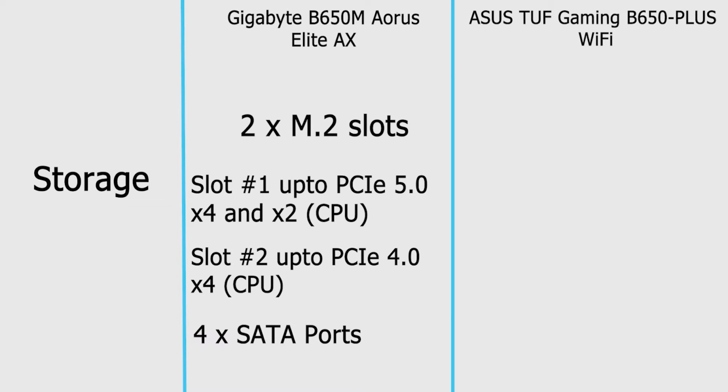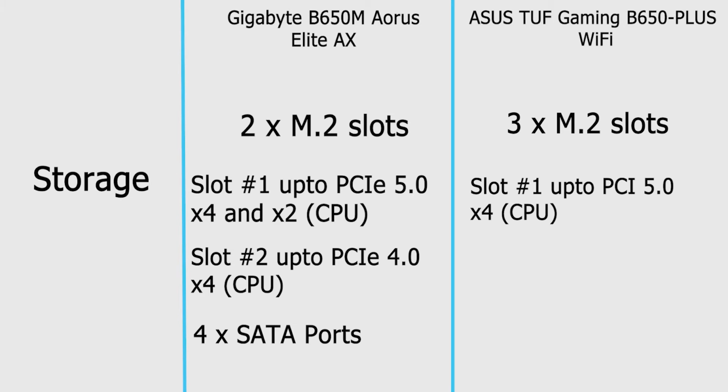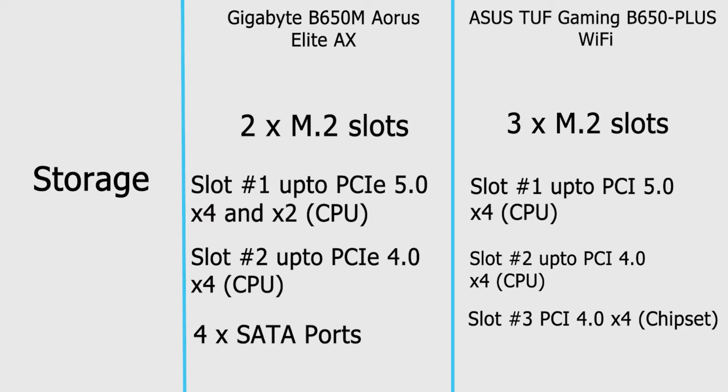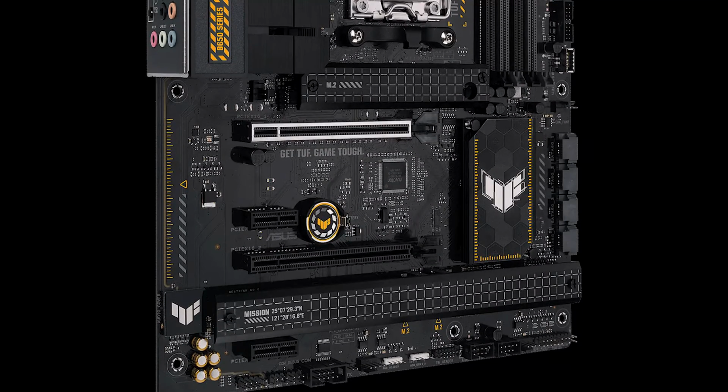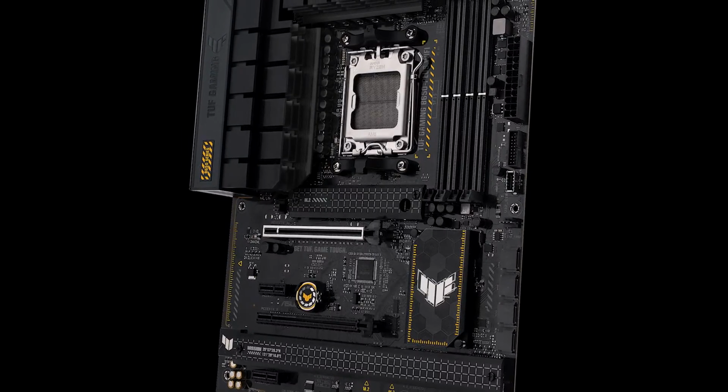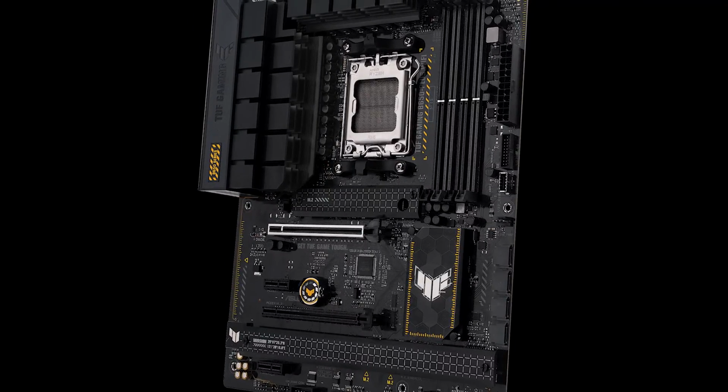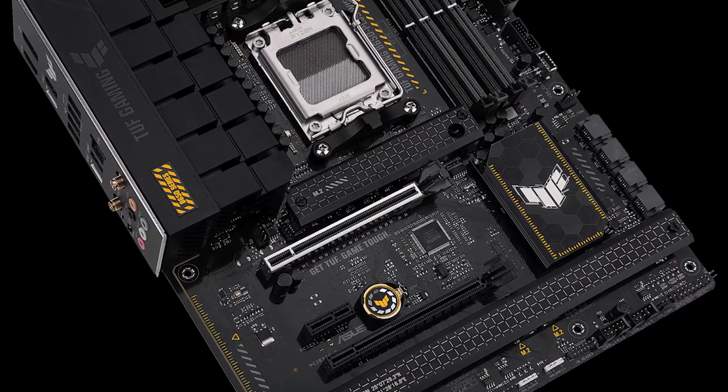Asus has 3 M.2 slots. First slot supports PCI 5.0 X4 mode from CPU. Slot 2 supports PCI 4.0 X4 mode from CPU. Slot 3 supports PCI 4.0 X4 mode from chipset. However, do note that the M.2 third slot shares bandwidth with the PCI Express X16 second slot, so the X16 second slot will be suspended once the M.2 third slot is used.